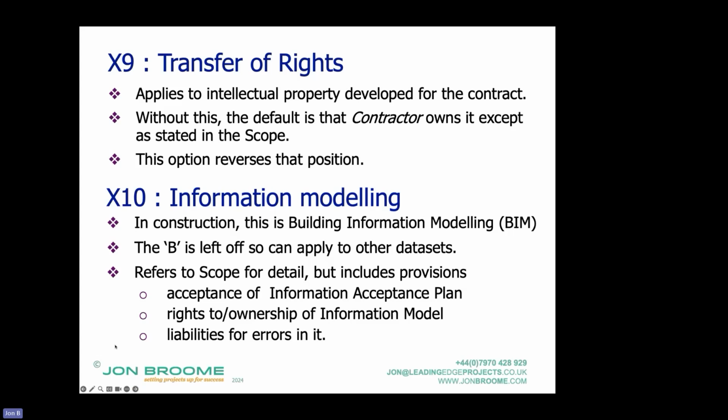So if they were just aiming for construction, this would be called BIM. That should have a capital M, but they're not. They called it information modeling. It refers to the scope for detail, the technical documents, but includes provisions for, amongst other things, acceptance of the information acceptance plan. So how information is going to be developed and the model is going to be developed.